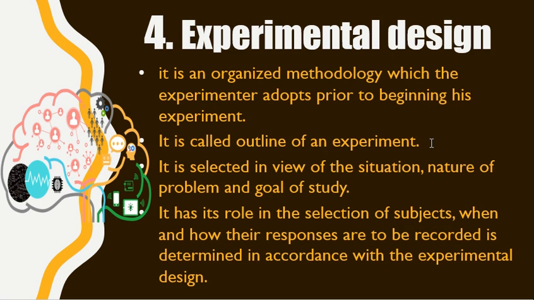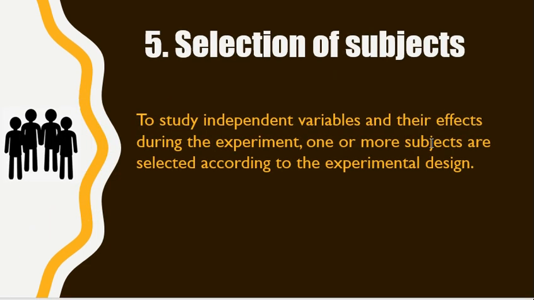The next stage of the experimental method is the selection of subjects. In order to study the independent variables, which are the causes, and their effects during the experiment, one or more subjects are selected according to the experimental design. The minimum number of subjects in an experiment is one. However, we can take more subjects. More subjects can be included if required.